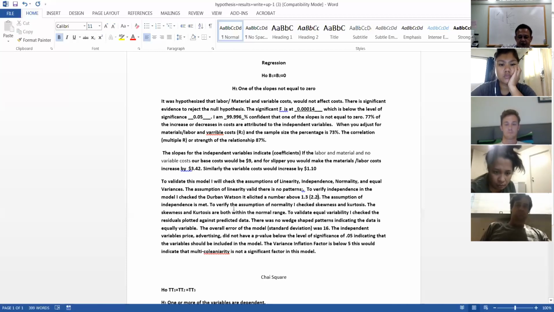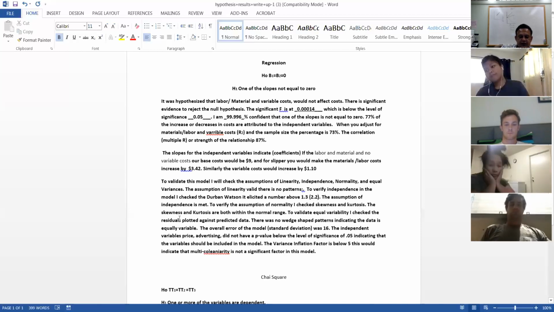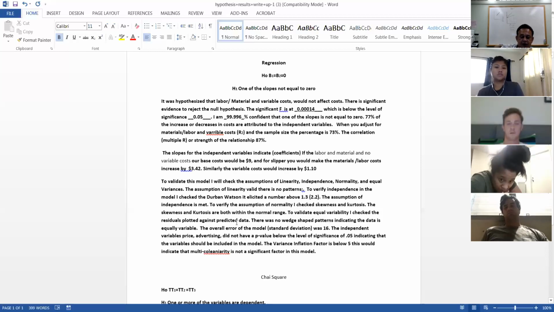To verify normality, we check the skewness and kurtosis. And skewness and kurtosis were both within the normal range. We also plotted the residuals against predicted, and we see no wedge-like pattern in there as well. So the data is equally variable over time.